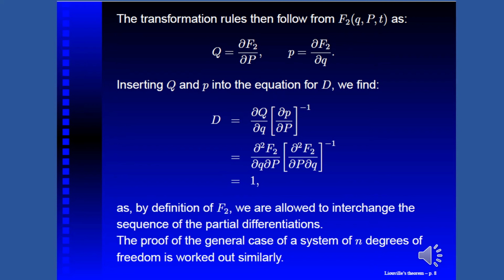So a proof of the general case of a system of n degrees of freedom is worked out similarly, so that we get the answer for capital D equal to 1.